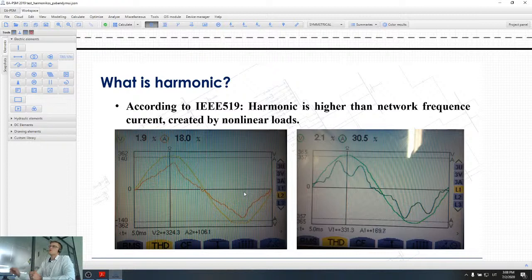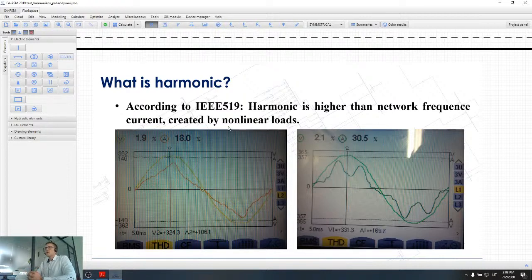So according to the IEEE 519 standard, which is a USA standard but one of the most advanced and most descriptive standards about harmonics, a harmonic is a current higher than the network frequency, created by nonlinear loads.